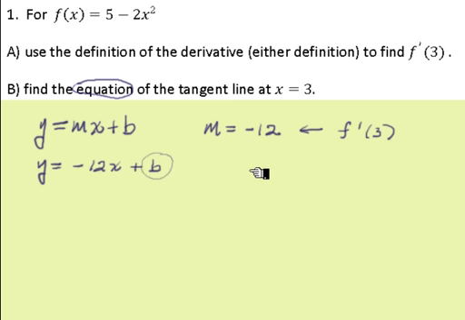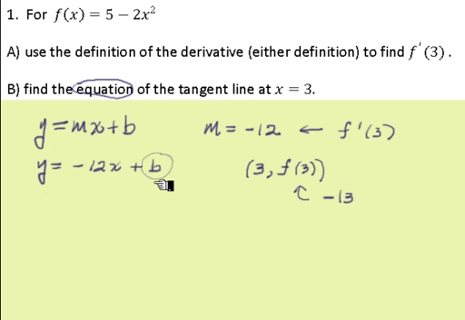All right, so we need a point on the line. Well, we have an x value of 3, and the y value will be f of 3. Also in part A, we found what f of 3 was. f of 3 was minus 13.